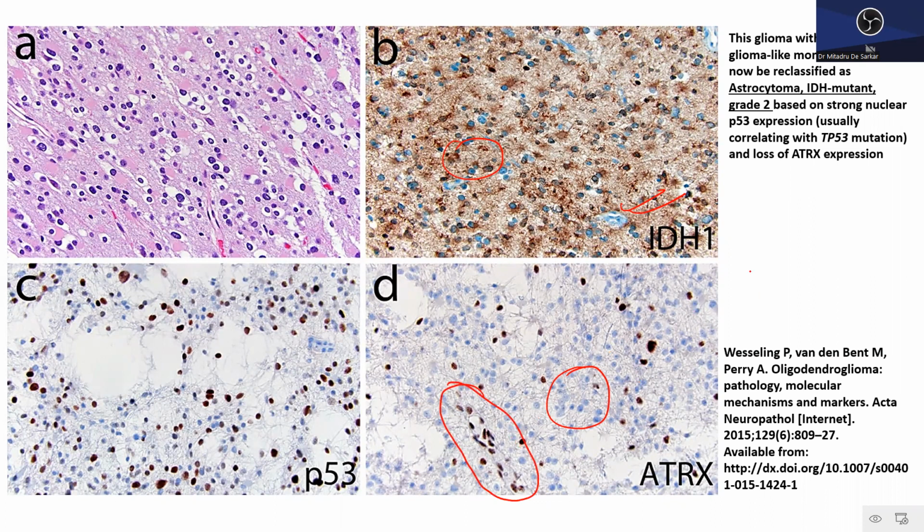So even if morphologically this fits in with the oligodendroglioma, your final diagnosis will be an IDH mutated astrocytoma, because you have a positivity for this mutated IDH protein and a loss of expression of ATRX. And usually in these cases of IDH mutated astrocytomas, you also get an upregulation, increased expression of P53. So that kind of goes hand in hand with that.